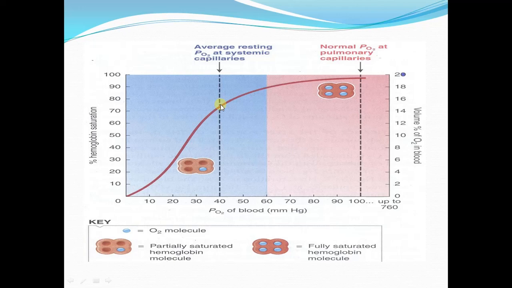That is, when the blood passes through the systemic capillaries, only 25% of its oxygen is released to the tissues and the rest is still bound to the hemoglobin. So in the venous blood at partial pressure of 40 millimeter of mercury, 75% of hemoglobin is still saturated with oxygen.